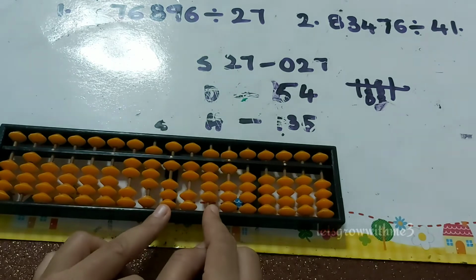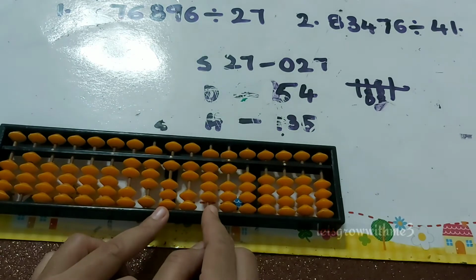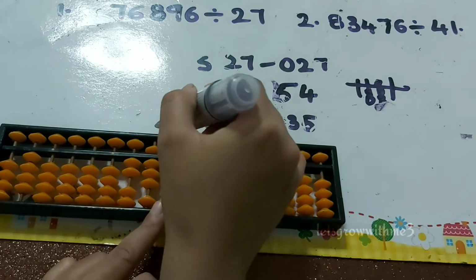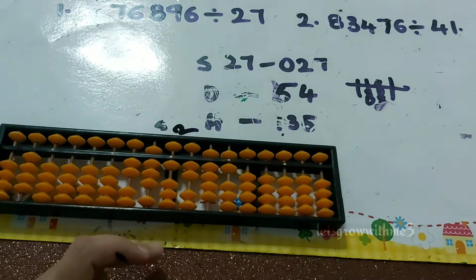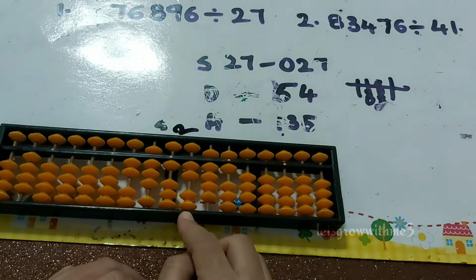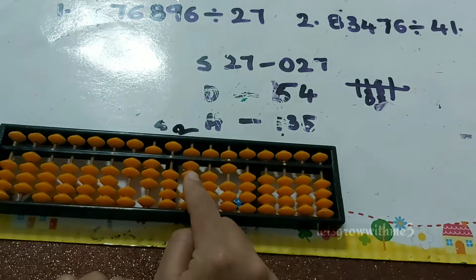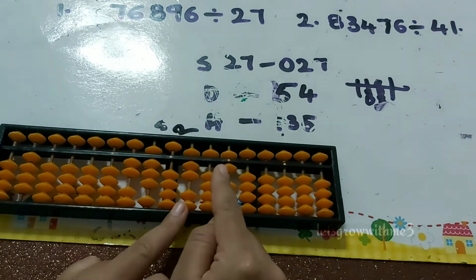Now I have to divide. 5 is more, so I'll go for 2. So here I am writing 2. I have to remove 54 here: remove 5 and remove 4. Now the remainder is 75.